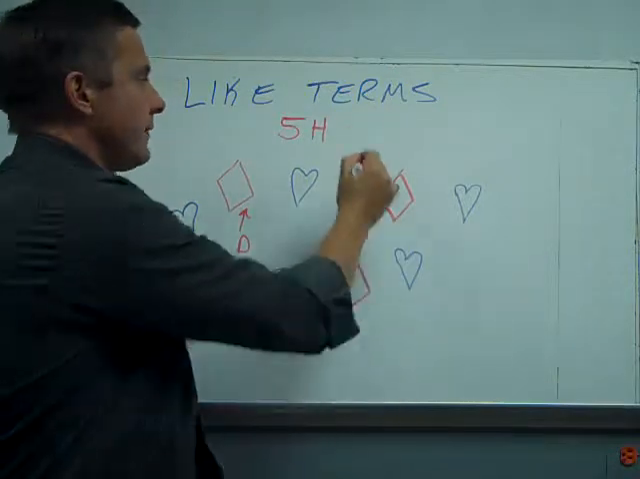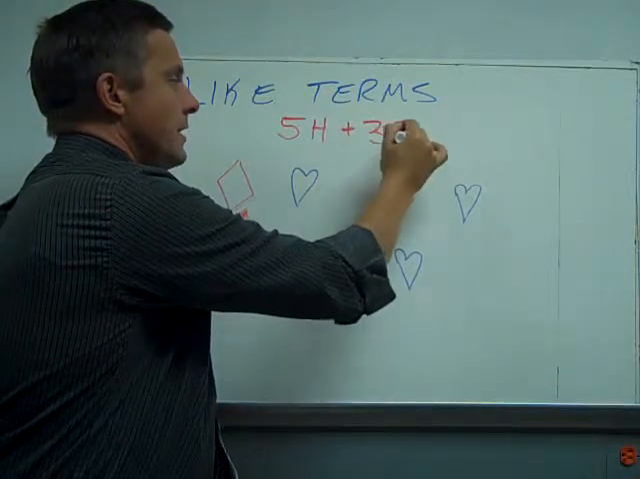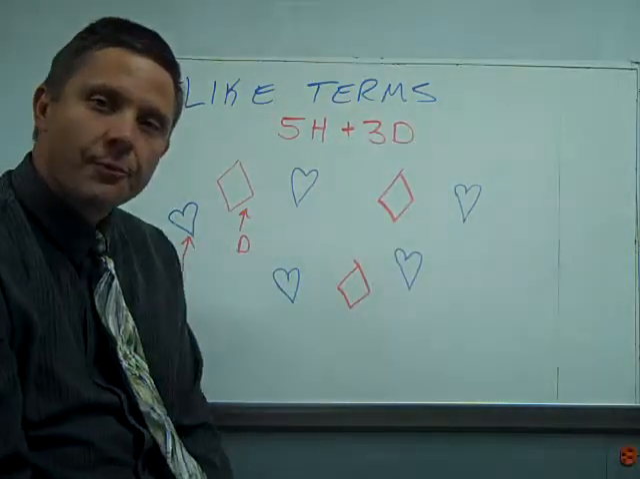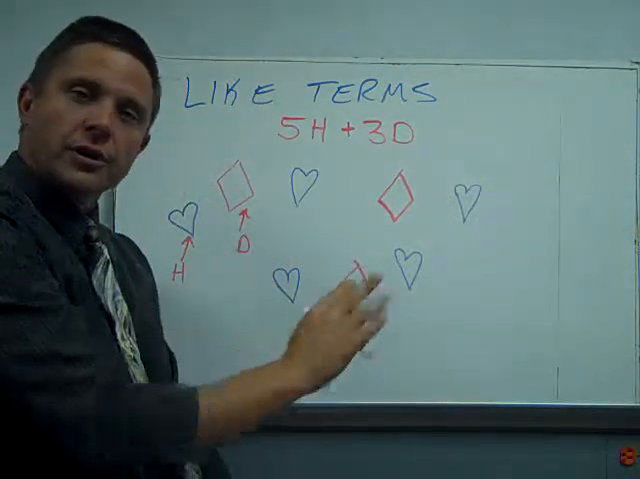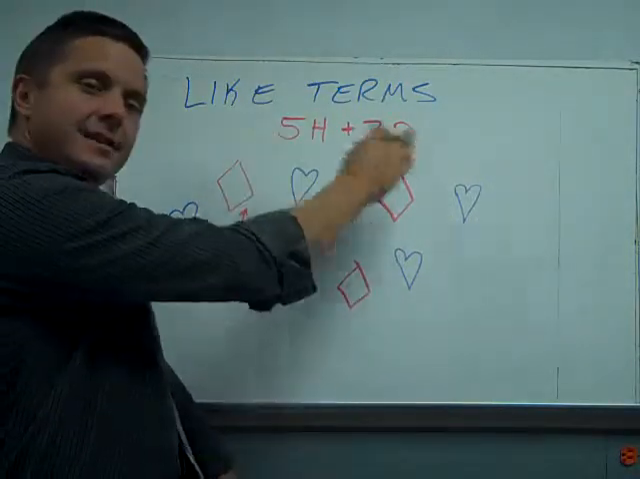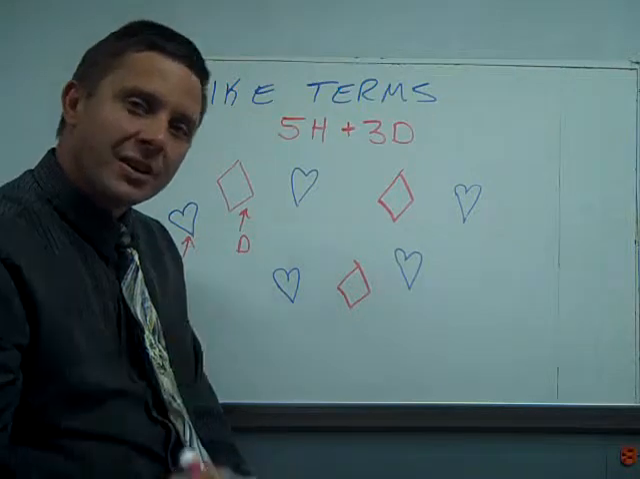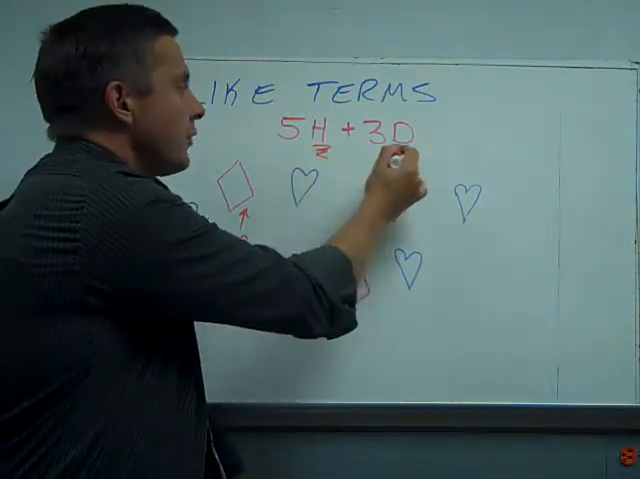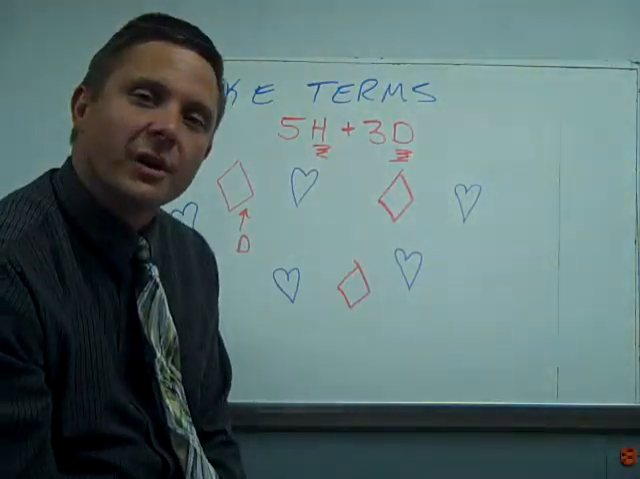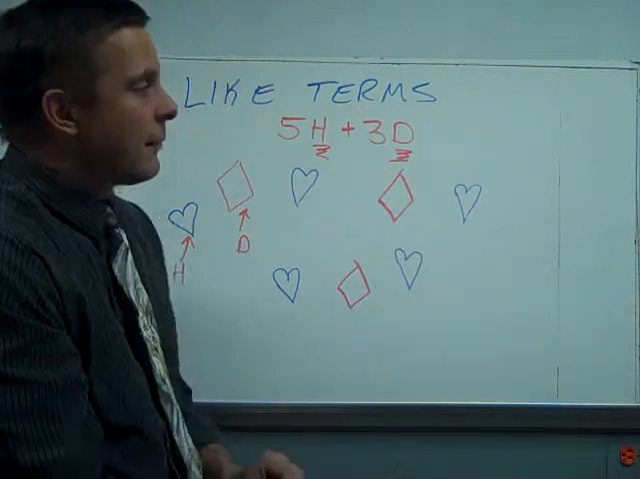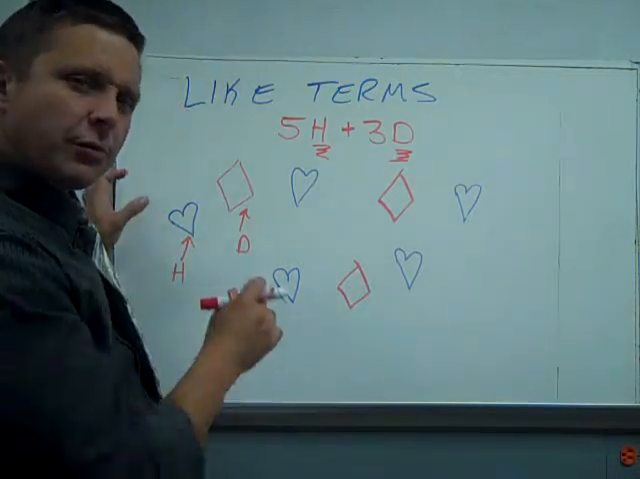And what else do I have? I have 3 diamonds. Again, we don't count straight up, all right? And these are like terms. And this is the way we think about like terms. We look at the variable in algebra to decide what are like terms. And when we have a single variable, it's usually pretty easy.